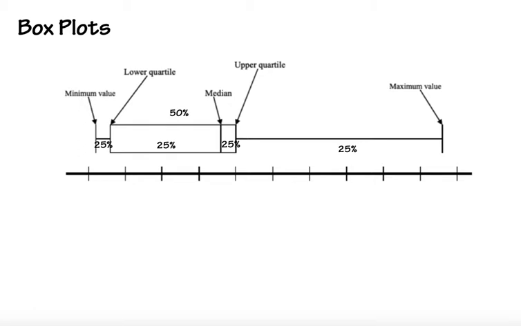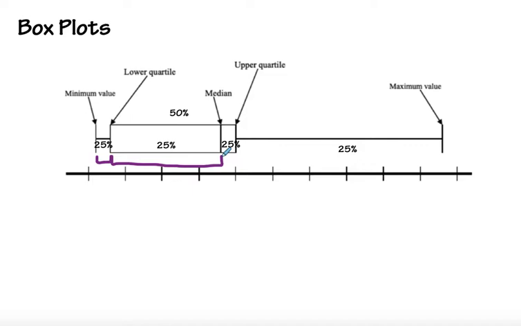So we're taking the data set, the numbers, and we're breaking them up into fours. So the first quarter, the first fourth, is going to be this line right here. That's 25% of our data is going to fall on that line. The next fourth is going to be from what we call the minimum value, so the lowest number, and then we hit the lower quartile, okay? And we're going to go all the way to the median, and that's the next fourth, the next quartile. So that's 25% more of our data.